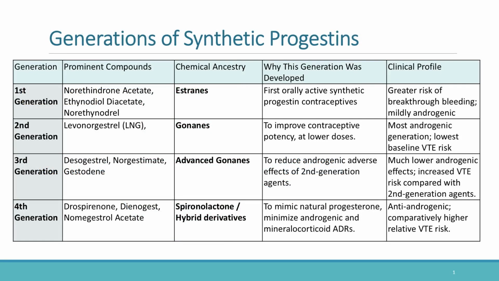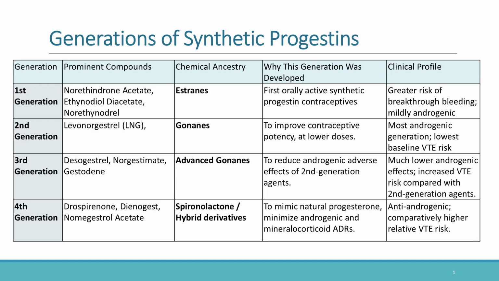First-generation progestins were the earliest orally active synthetic contraceptive agents. Second-generation agents such as levonorgestrel were developed to improve contraceptive potency at lower doses. However, these drugs were relatively androgenic. Third-generation progestins such as desogestrel and norgestimate were designed to reduce androgenic adverse effects.